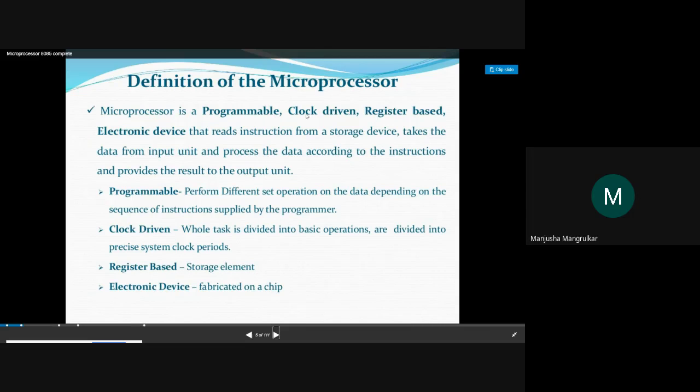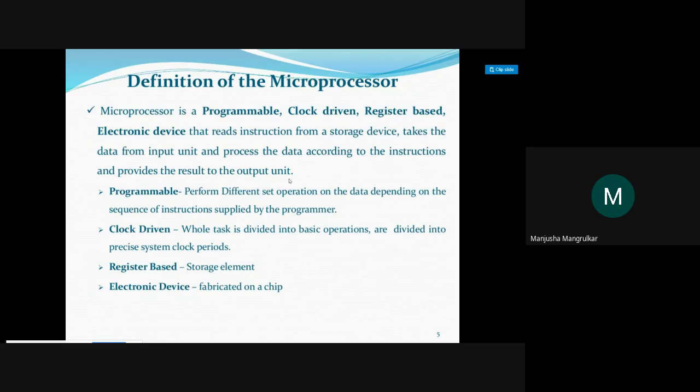Definition of the microprocessor. A microprocessor is a programmable, clock driven, register based electronic device that reads the instructions from the storage device and takes the data from the input unit, processes the data according to the instructions and provides the results to the output unit, right? It is basically a programmable device. It is clock driven. Clock driven means what? That particular task requires some time to perform.